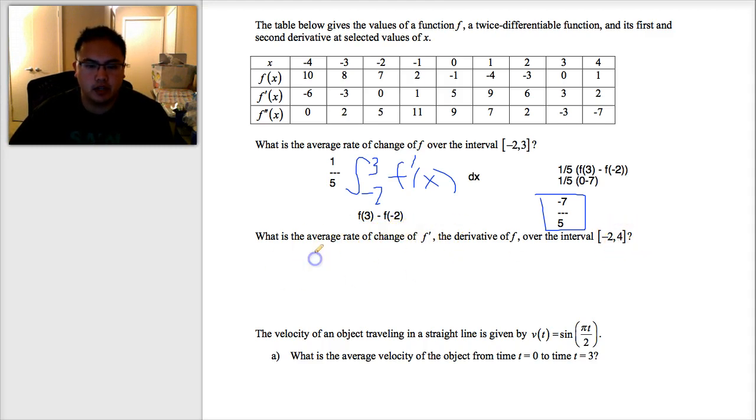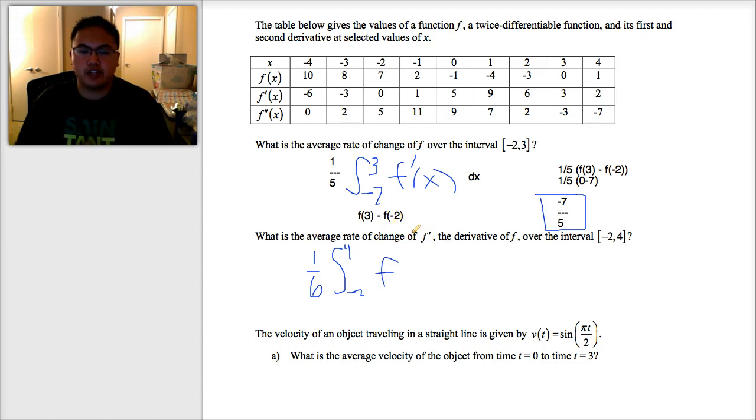Okay, so just to make this quick, I know that this is 1 over 6. I know that this is -2 to 4. And I know that this is f, and I want the average rate of change of f prime. So if I want the rate of change of f prime, if you remember this is the average rate of change of f, I had to put an f prime. That is a hint for you. If I want the rate of change of f prime, I need to put an f double prime.